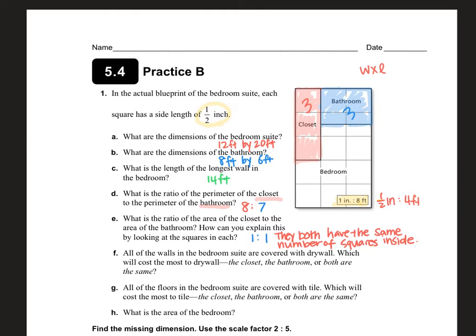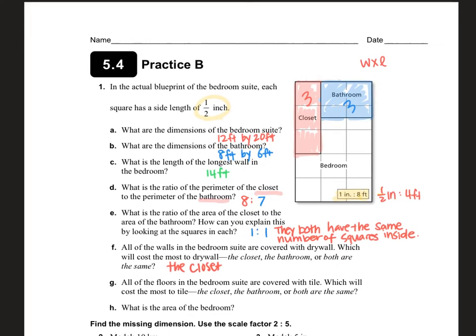Now the next question says, all of the walls in the bedroom suite are covered with drywall. Which will cost the most to drywall? The closet, the bathroom, or both are the same? So as we looked into it on question D, we have the perimeter of the closet and bathroom compared. Which one will have more length between the two? We can see that 8, which is closet, will have more length combined. Again, we know this because it has more length for the perimeter.